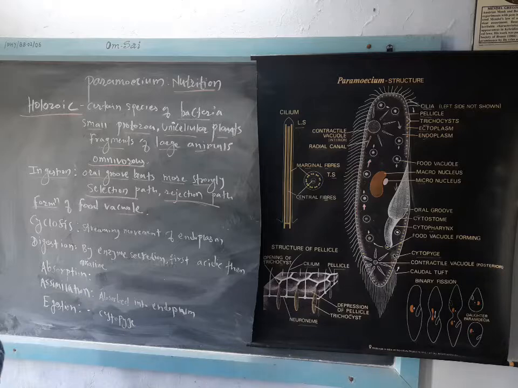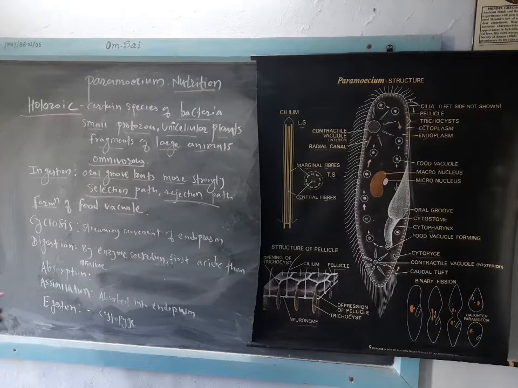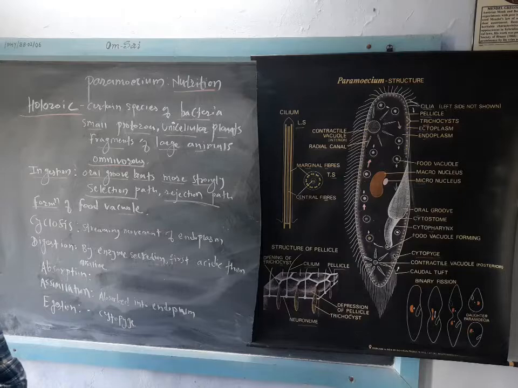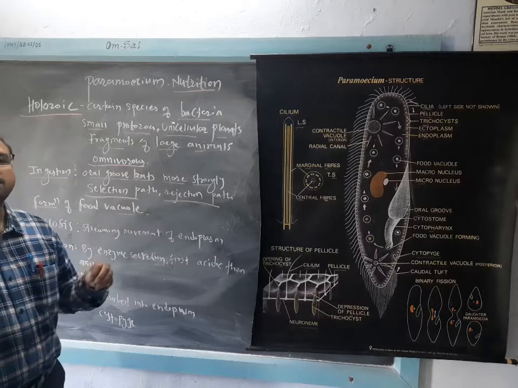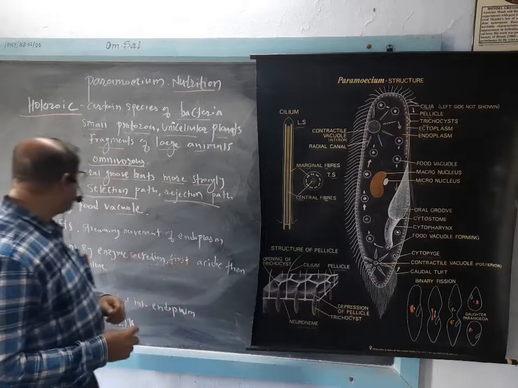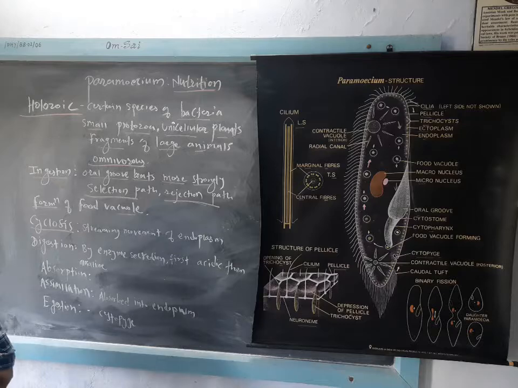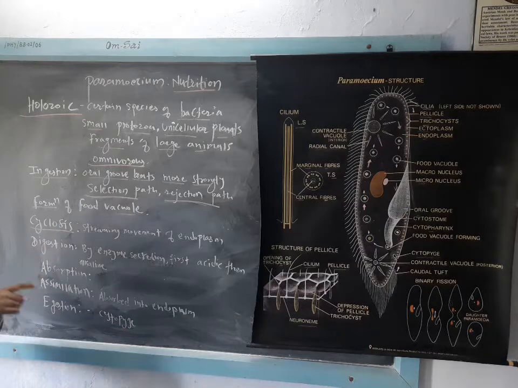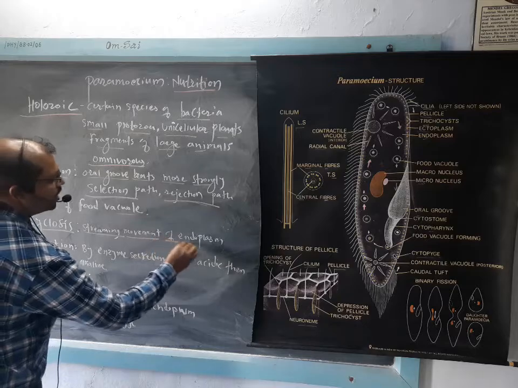On the food which has been ingested, this covering appears, and this is called the formation of the food vacuole at the tip of the cytopharynx. From that tip the food is released from the cytopharynx into the endoplasm, and later this process occurs, which is called cyclosis. Cyclosis means circulation, and this circulation is carried out with the food vacuole by the streaming movement of the endoplasm.